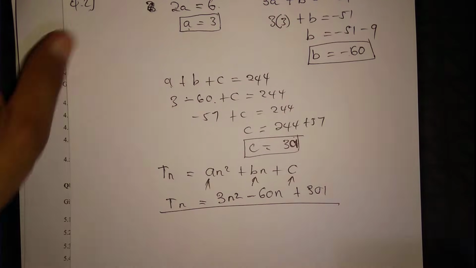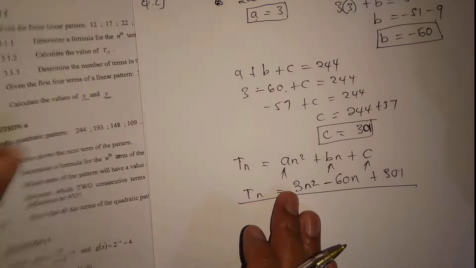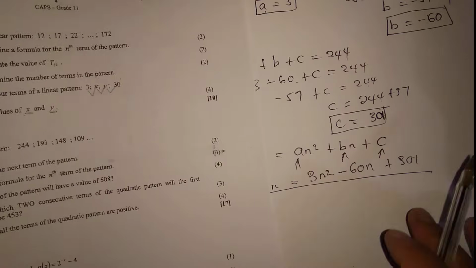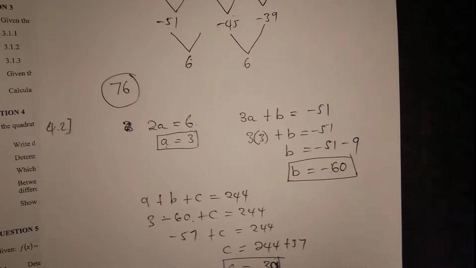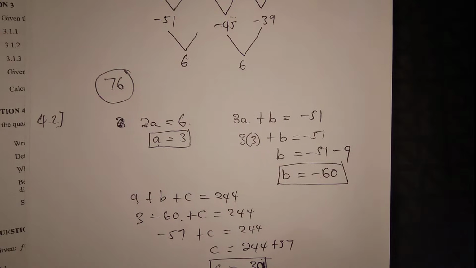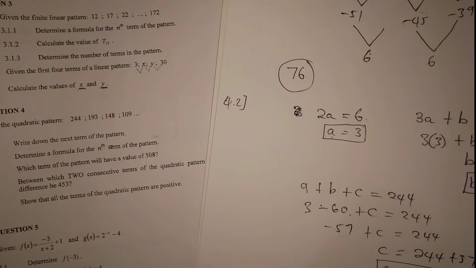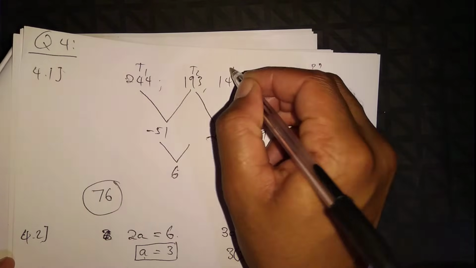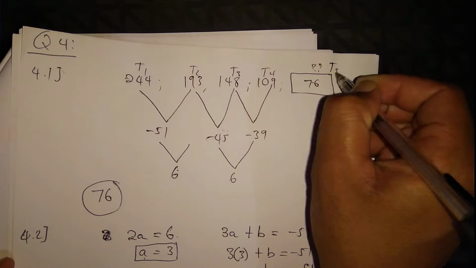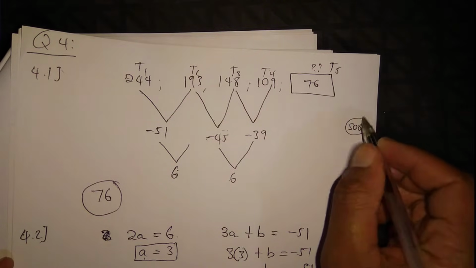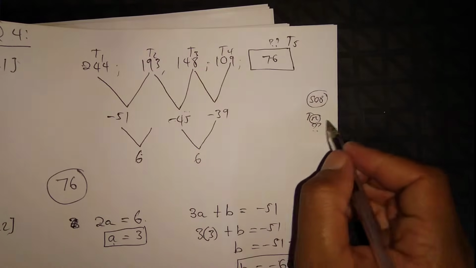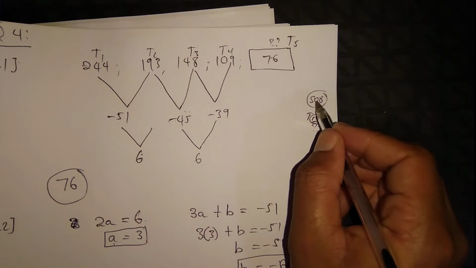Okay, now our nth term. 4.3: which term of the pattern will have a value of 508? 508, interesting. Anyway, check again. This is term number 1, term number 2, term number 3, term number 4, term number 5. We want to know that 508, which is somewhere further on, will be term number what? In other words, I want the value of n for the value of 508.